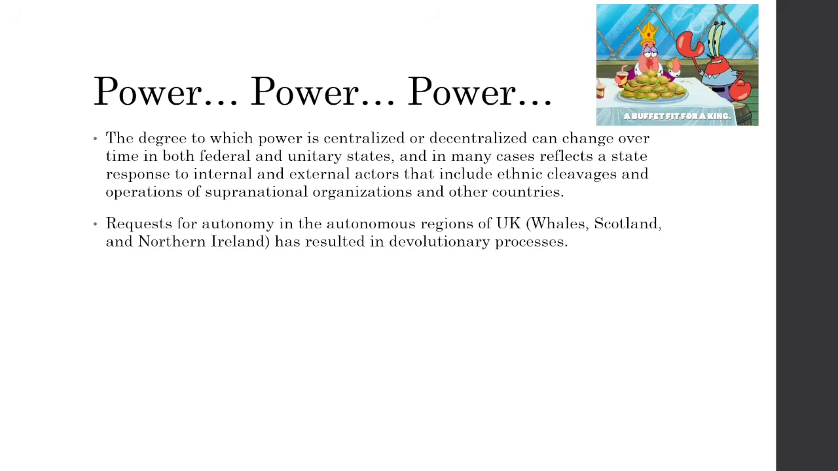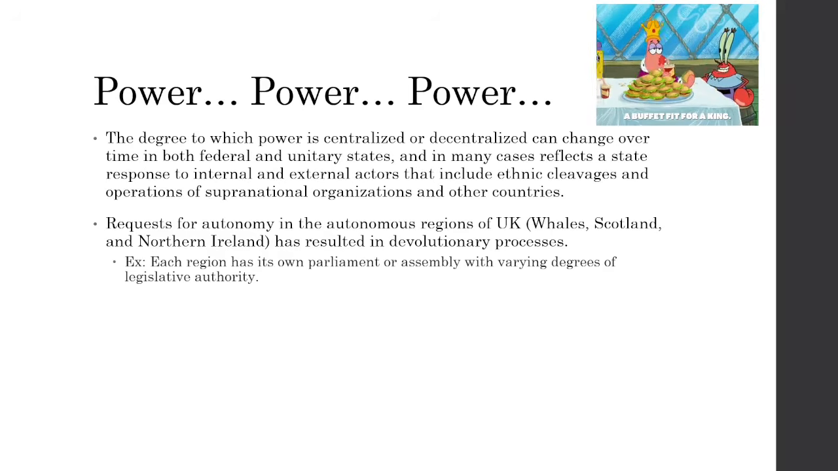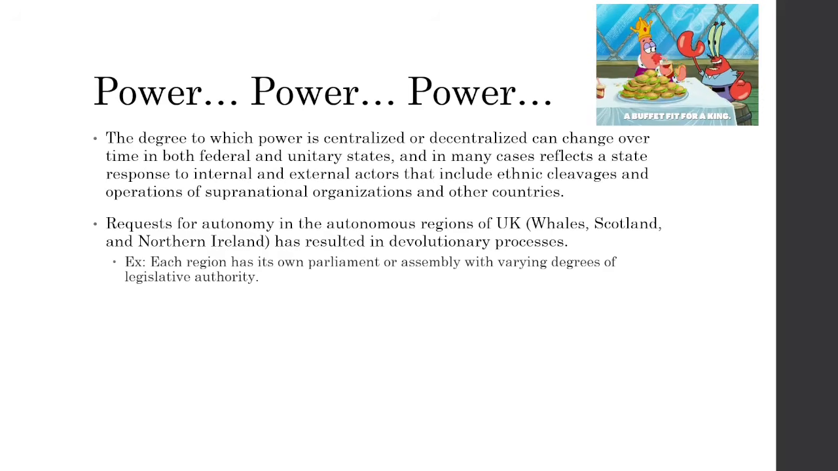So requests for autonomy, which is just more power essentially, in regions of the United Kingdom, so Wales, Scotland, Northern Ireland, have resulted in devolutionary processes. So that's a transfer of power from high to low. Each region has its own parliament, as we discussed earlier, or we call these assemblies, and they have varying degrees of legislative authority. They don't have the exact same as the federal parliament, but they have some own authority over those regions. And this was, I guess we can say, as a result of ethnic cleavages due to desires for more autonomy by the Scottish people, by the Welsh people, and by the Irish people.